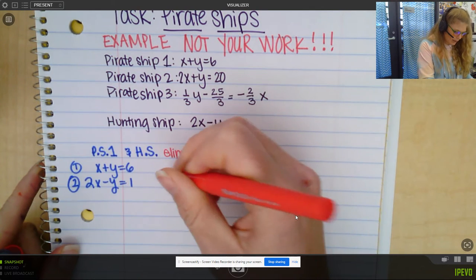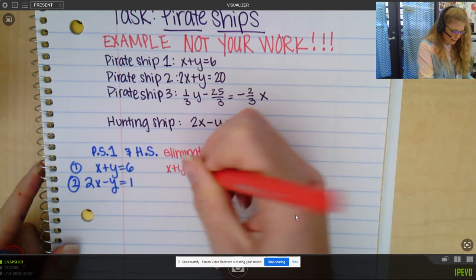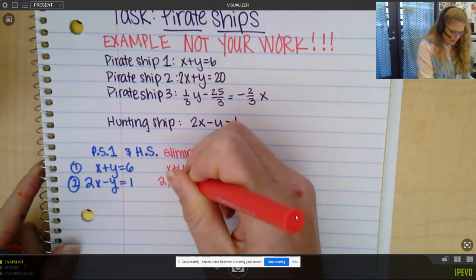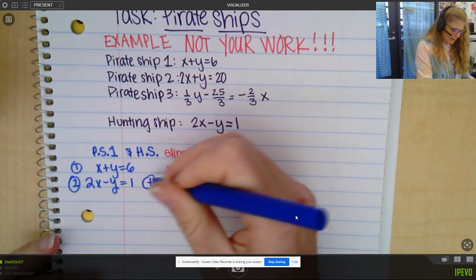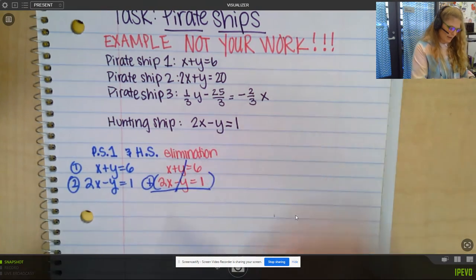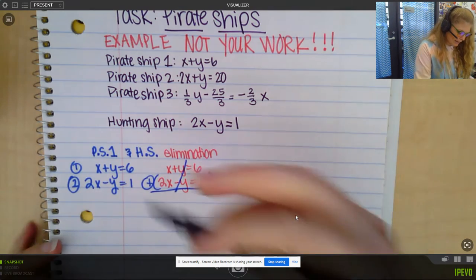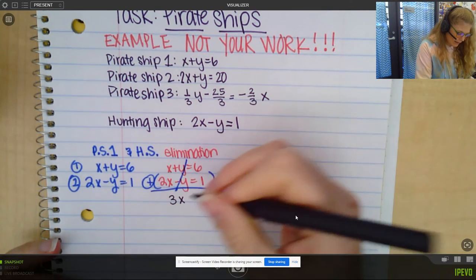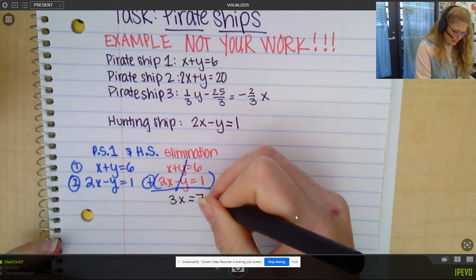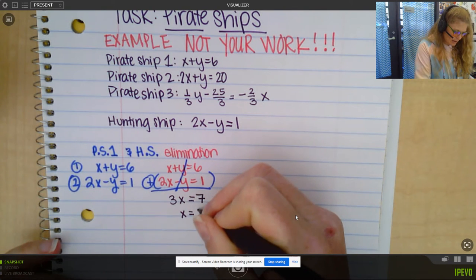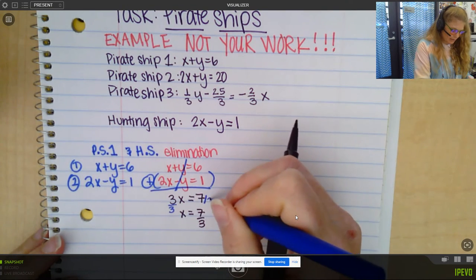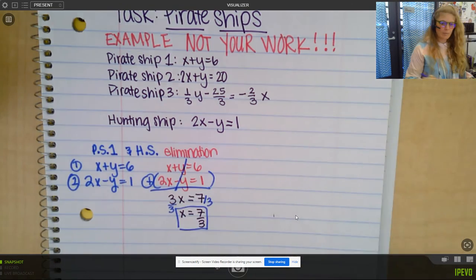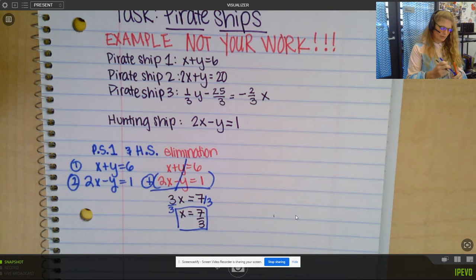And I'm going to show that. So x plus y equals 6, 2x minus y equals 1. I'm showing that I'm adding the system and that my y's cancel out. So I get 3x is equal to 7. So x is equal to 7/3 because you divide both sides by 3. Okay, remember, after we find our x value, we still need to find our y.